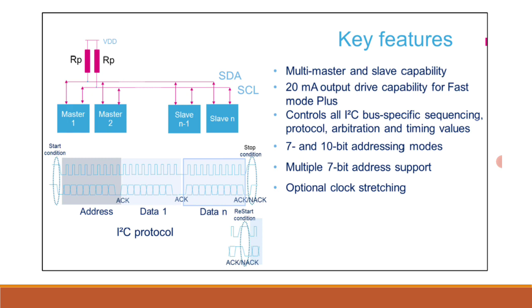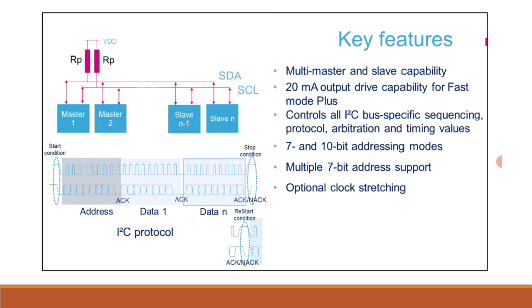Here you can see two pull up resistors to VDD, and we have two lines, SDA for data and SCL for clock, serial data and serial clock, and master 1, master 2, multi masters and multi slaves. Okay, here's the start condition and stop condition with data 1 to data n and acknowledge or NACK.